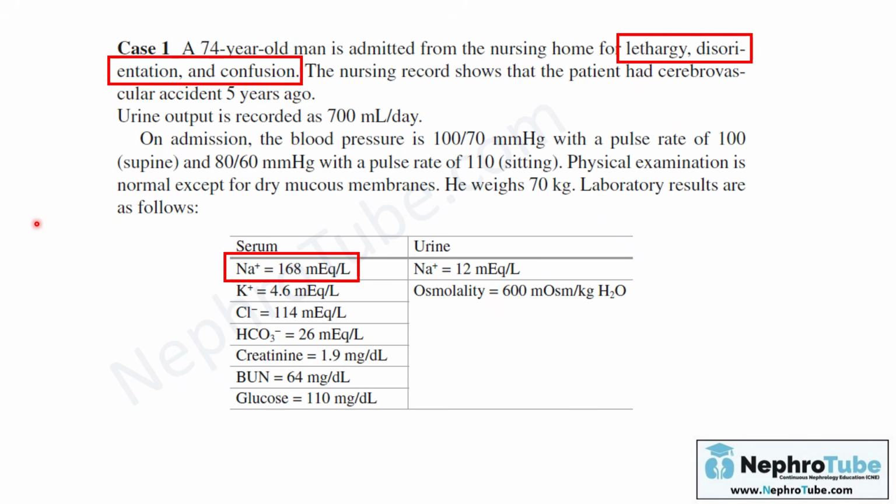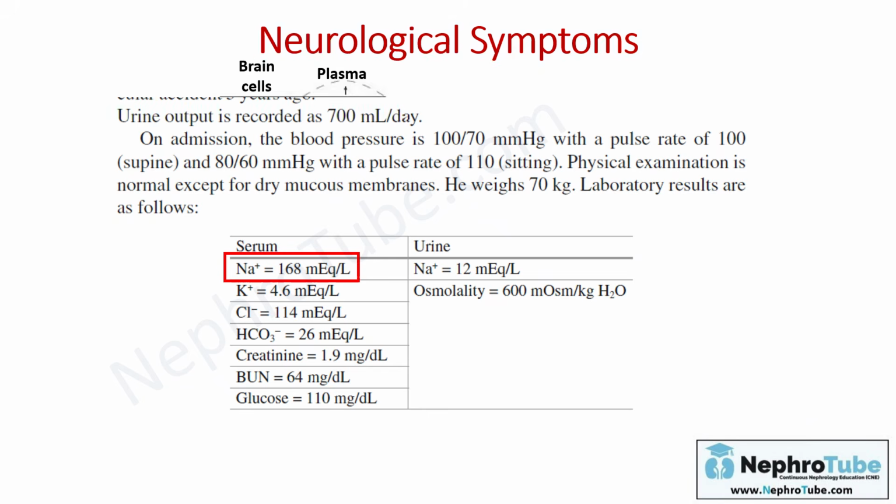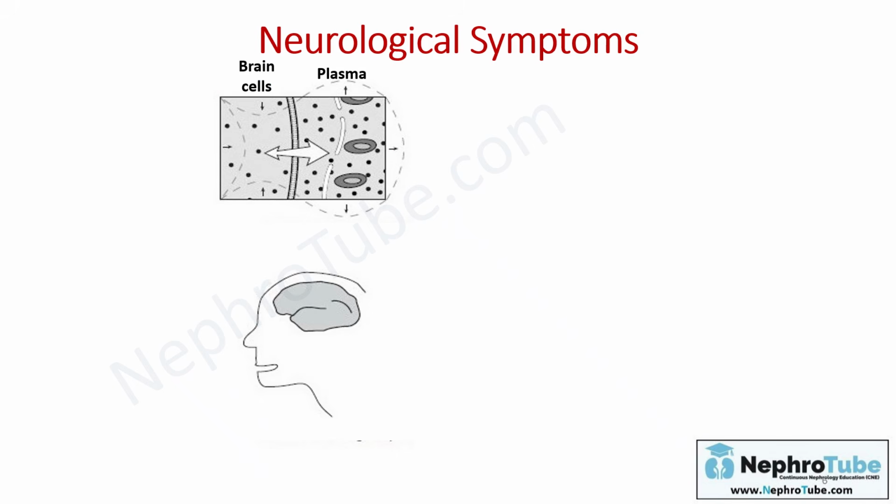So this patient is hypernatremic and presented with CNS manifestation, central nervous system manifestation. So it is common for hypernatremia to present with neurological manifestations. What is the pathogenesis of neurological symptoms in case of hypernatremia?